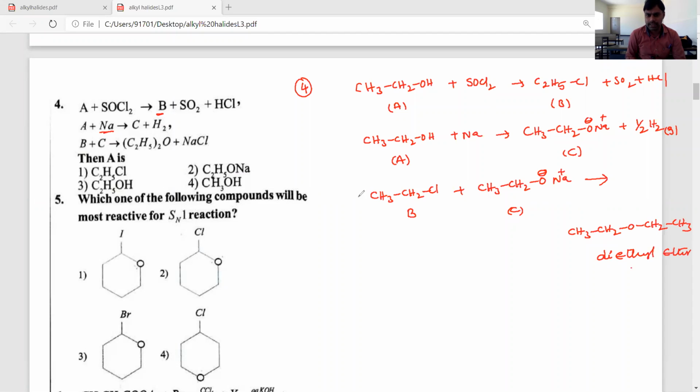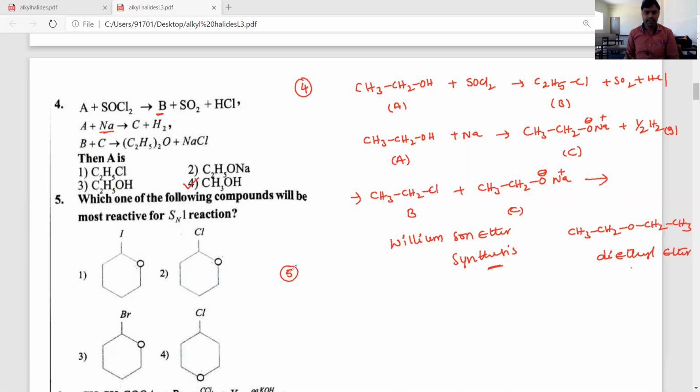This third step is nothing but Williamson ether synthesis. So the answer is A is ethyl alcohol. So the fourth option is correct. So conversions are very, very important for organic chemistry. Okay, now let's see the fifth one.